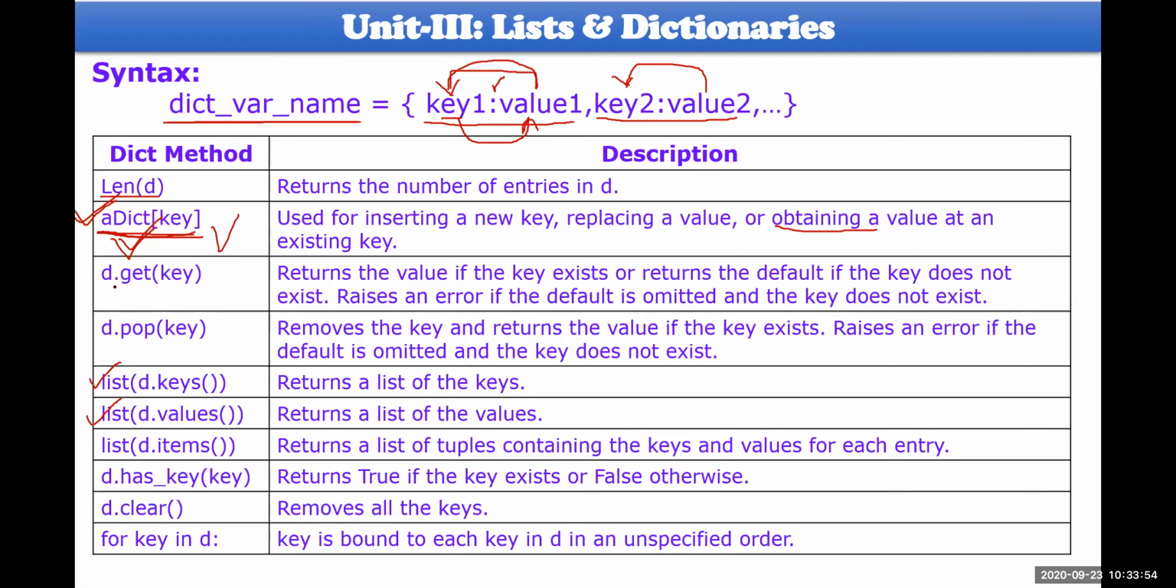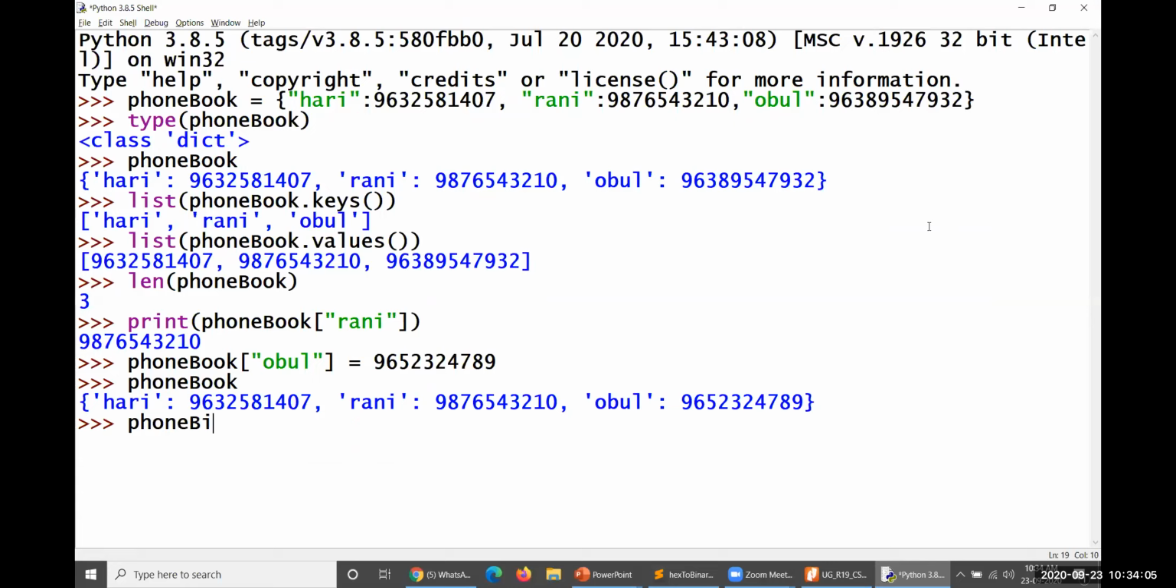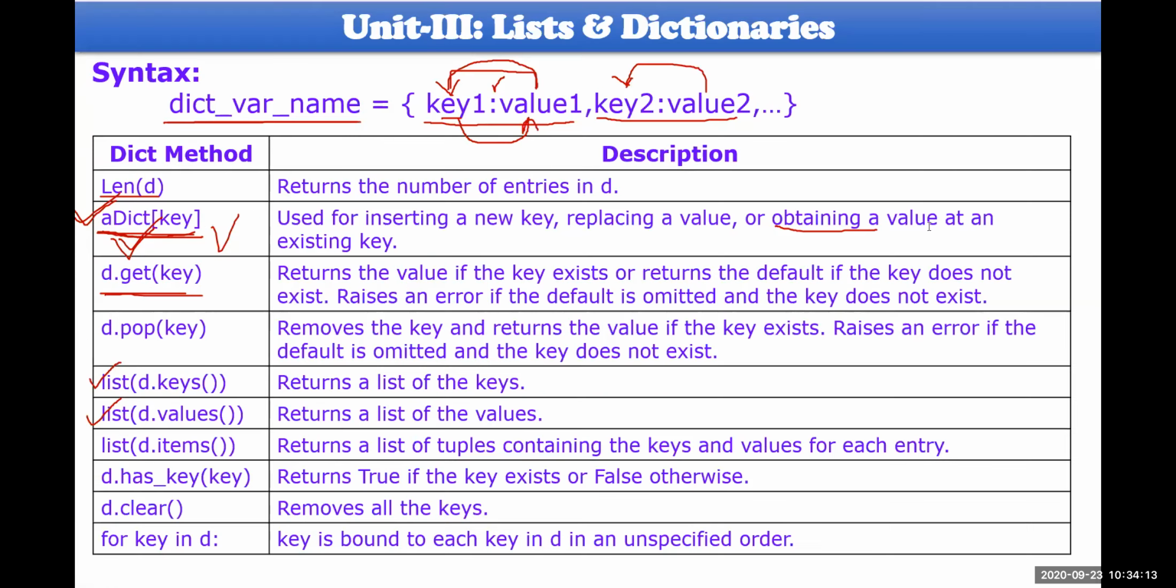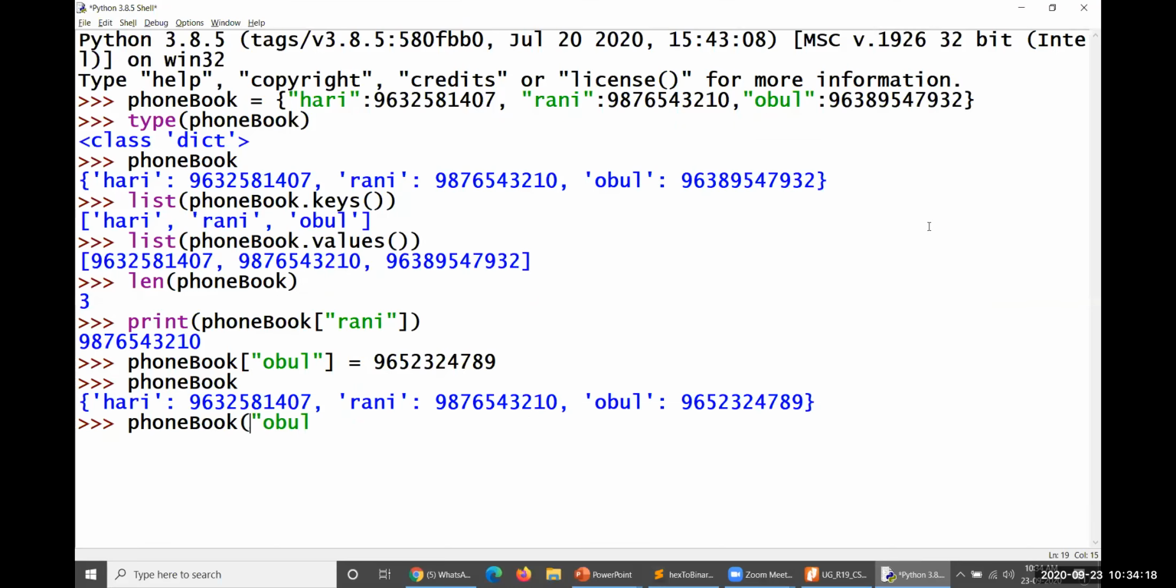Then dictionary.get(key). Let us see what exactly this particular thing does. The dictionary name is phonebook, phonebook.get, and my key value is Rani. What exactly will this return? There is no difference between phonebook of key like this or phonebook.get like this. Both will be the same.